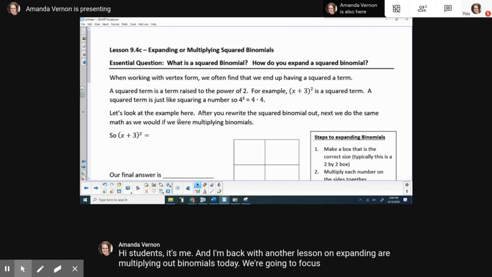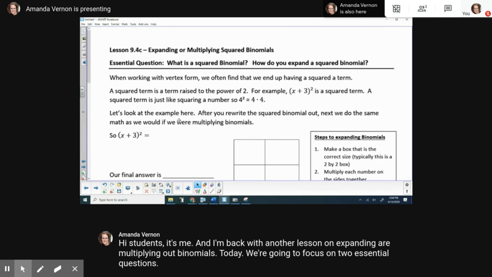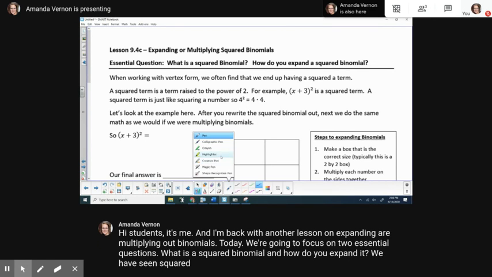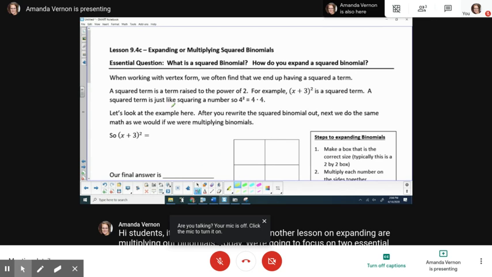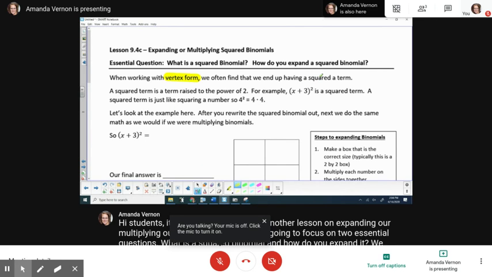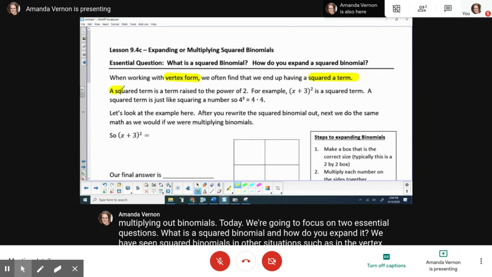Today we're going to focus on two essential questions. What is a squared binomial and how do you expand it? We have seen squared binomials in other situations, such as in the vertex form. A squared binomial is any term that has been squared. Squaring a term is simply raising it to the power of 2.